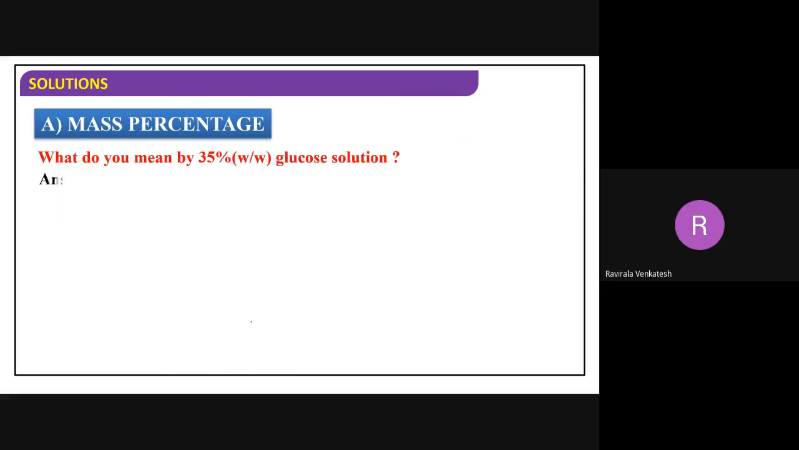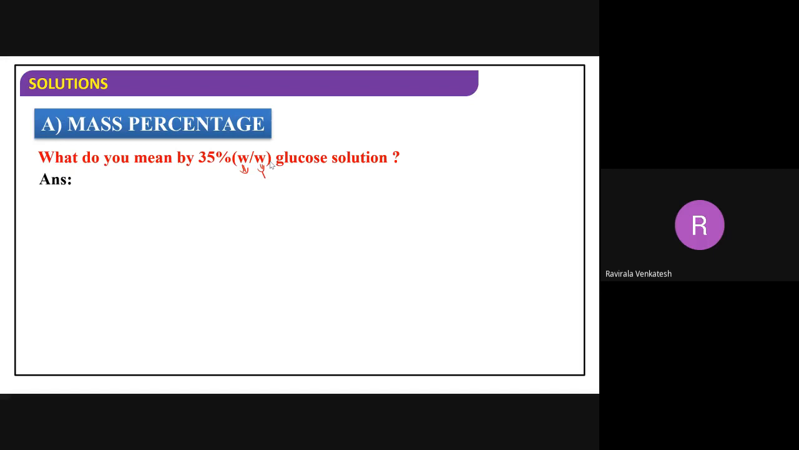Next. But tell me, what do you mean by 35% of W by W? W, I told you, is mass of solute, and this one is mass of solution. Now if I say 35% glucose solution, what is the meaning of that? It means 35 grams of glucose is present in 100 grams of solution. Very good and very simple.